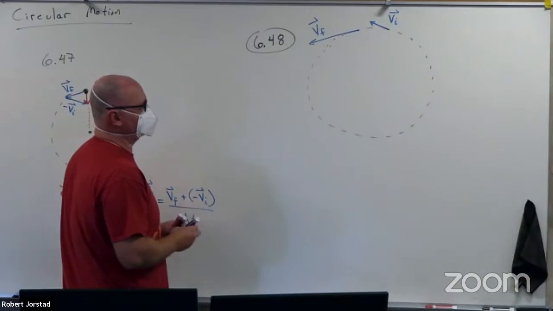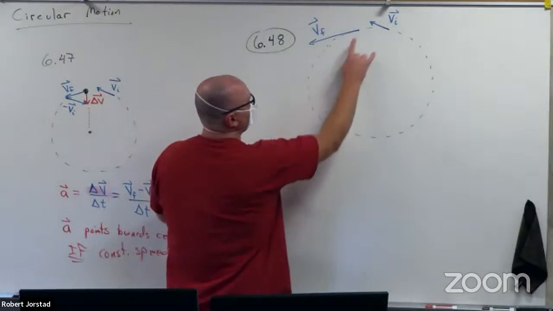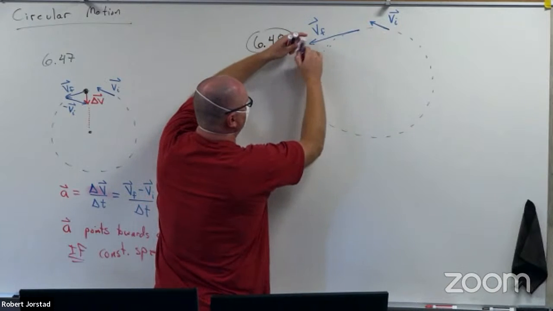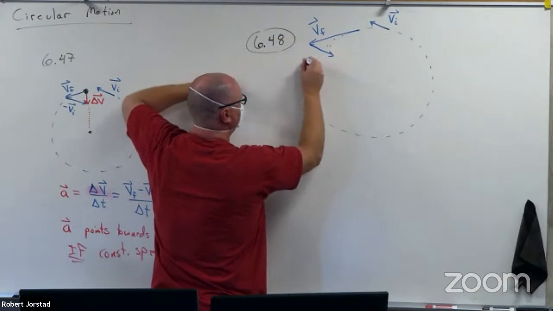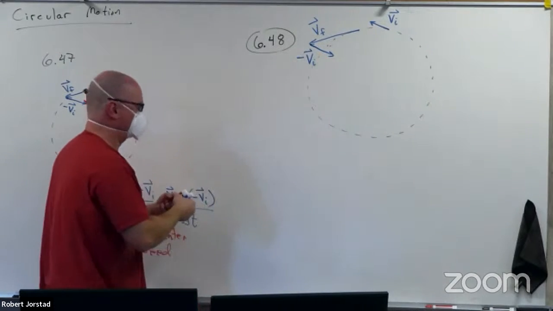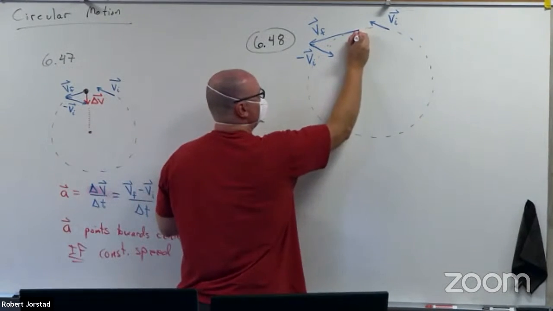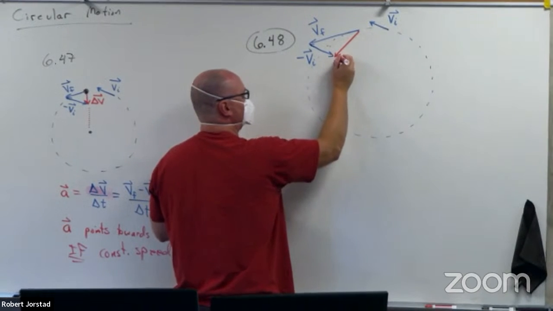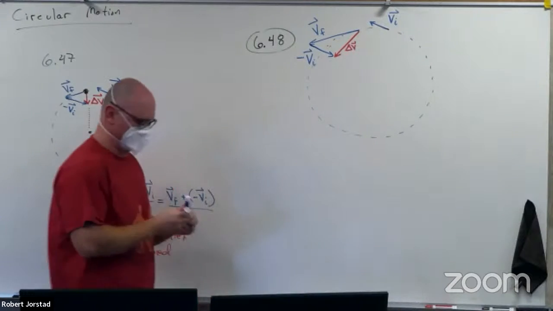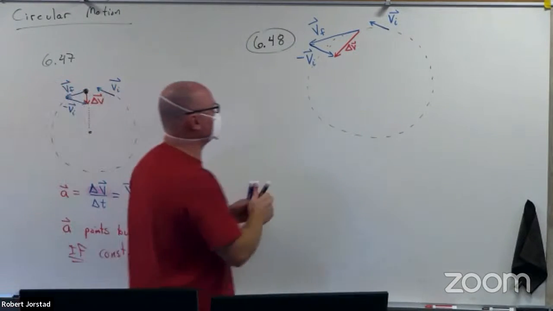Well, we could do our same trick on this one. If this is V initial, this would be negative V initial. And notice, delta V points this way. And then I'm going to get in here so I can see better.